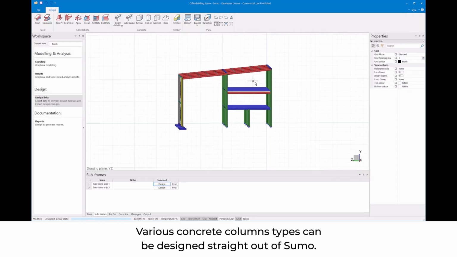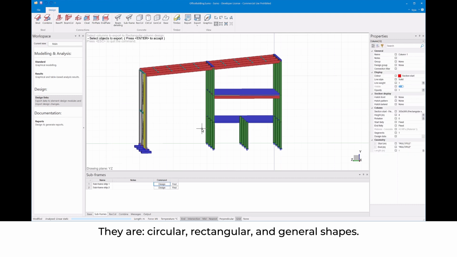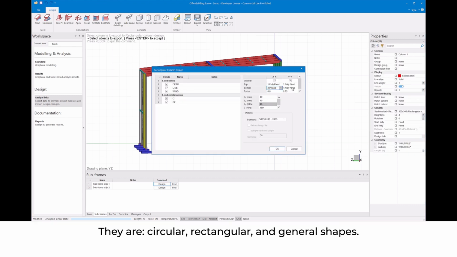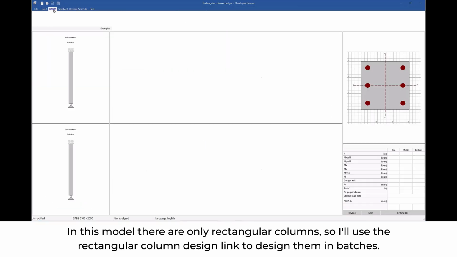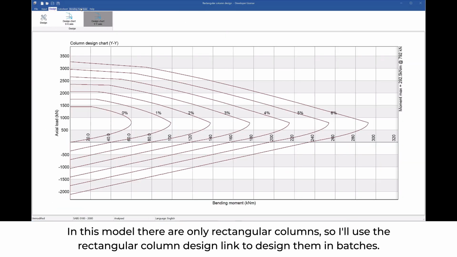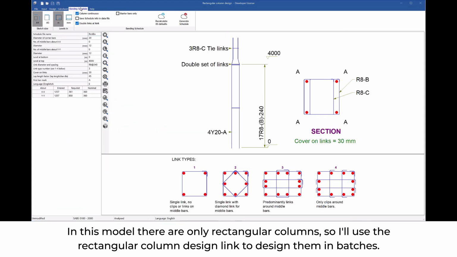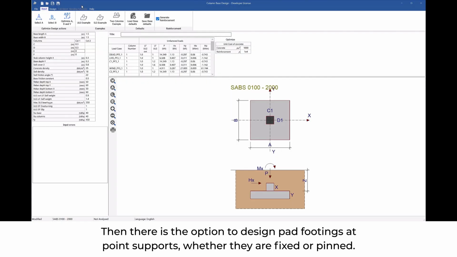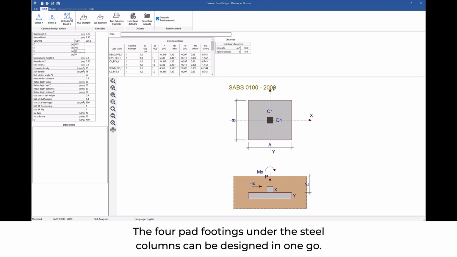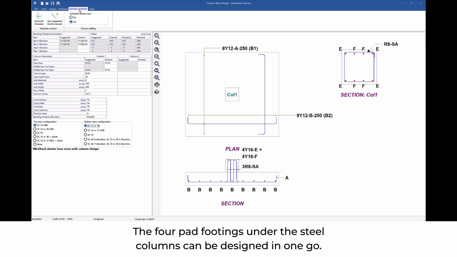Various concrete column types can be designed straight out of Sumo. They are circular, rectangular, and general shapes. In this model, there are only rectangular columns, so I'll use the rectangular column design link to design them in batches. Then there is the option to design pad footings at point supports, whether they're fixed or pinned. The four pad footings under the steel columns can be designed in one go.